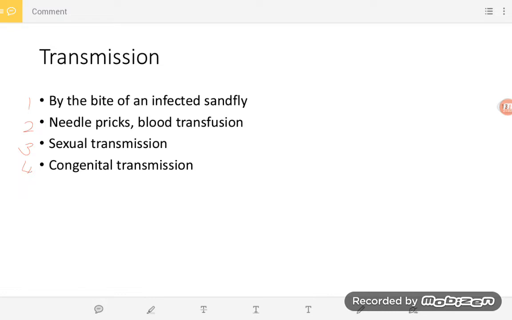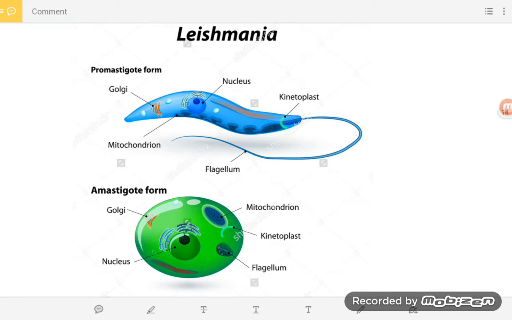So there are four modes of transmission. One is mainly transmission through the bite of the sandfly, especially the female sandfly. Other ones are needle pricking, blood transfusion, sexual transmission, and congenital transmission. We already discussed the promastigote form and the amastigote form. In Leishmania species we can observe two forms.